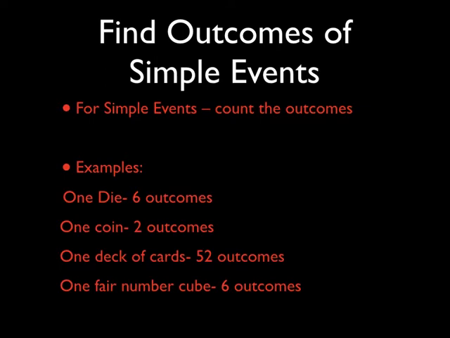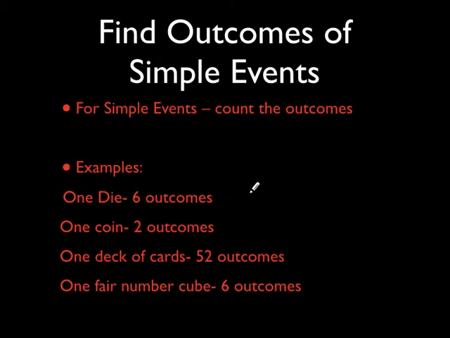One coin has two possible outcomes. It can be a head or a tail. A deck of cards has 52 possible outcomes, and a fair number cube has 6 possible outcomes. What's the difference between a fair number cube and a die? A fair number cube can correspond to different types like colors or animals or sayings or days or months, whatever you want to write in there. You can customize it. Well, a die is specifically pertaining to numbers only. So that's the difference between a fair number cube and a die. But they both have 6 possible outcomes.